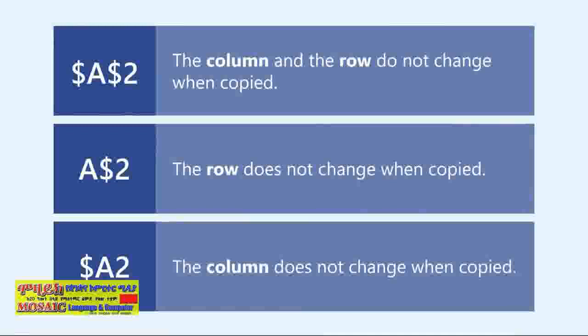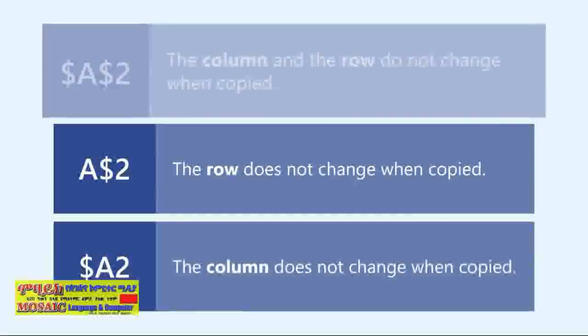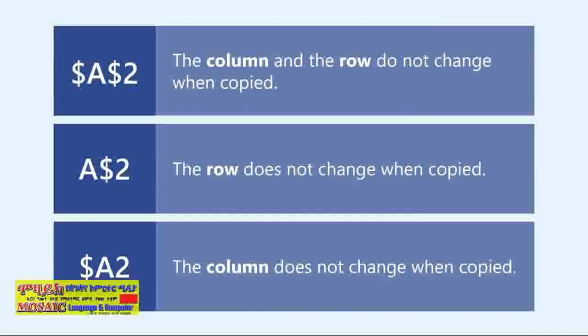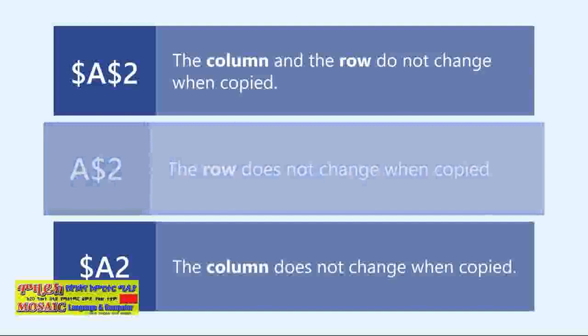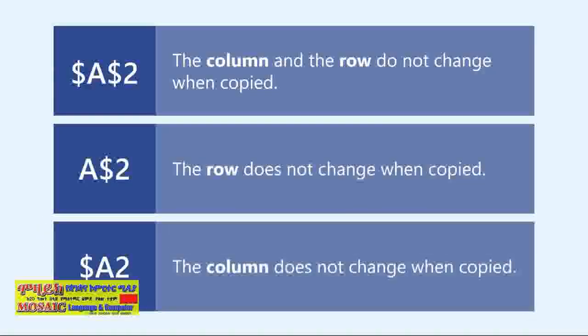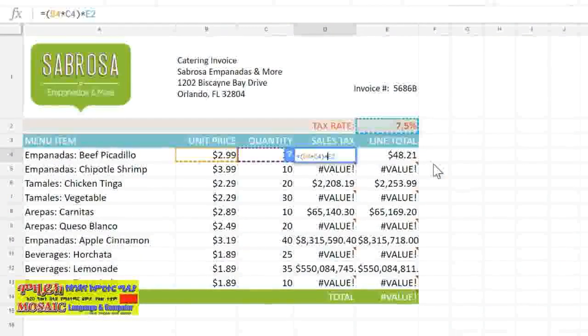Absolute references will have a $ sign placed before the column and the row, which will keep them from changing no matter where you copy the formula to. You may also see mixed references that only lock the row or the column when copied, although these are a bit less common. We can go back to our example and add $ signs before the column and the row to make E2 an absolute reference.